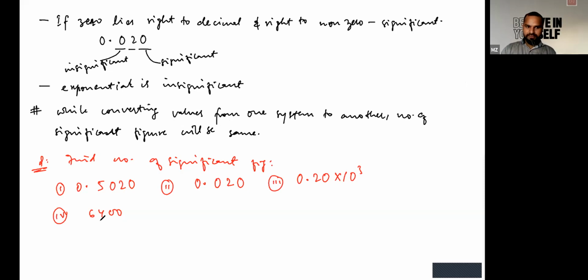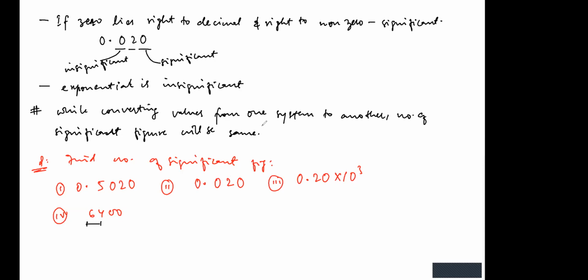In the last example, we have a non-decimal number. So if 0 lies right to a non-zero digit in any non-decimal number, they are insignificant. So in this part, we have only two significant figures here. Okay. Now, how to calculate significant figures on the basis of different operations: addition, subtraction, multiplication, and division? I'm defining that. Have you written this part? Yes, sir. Okay.